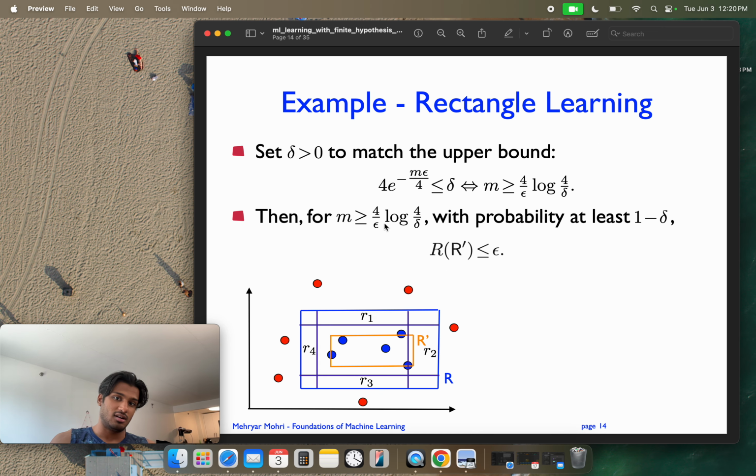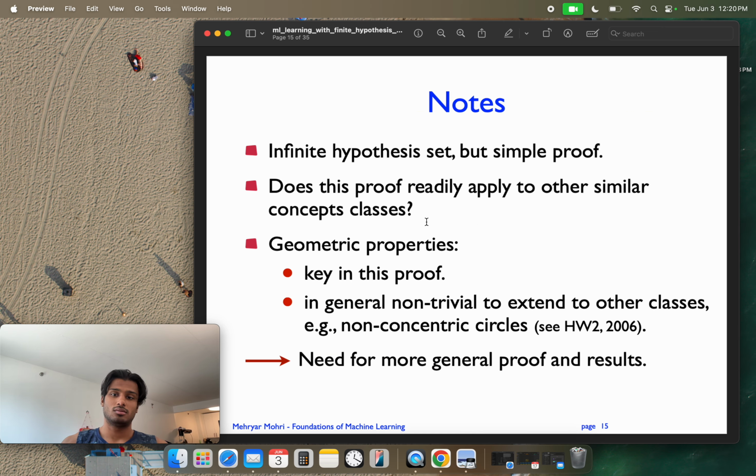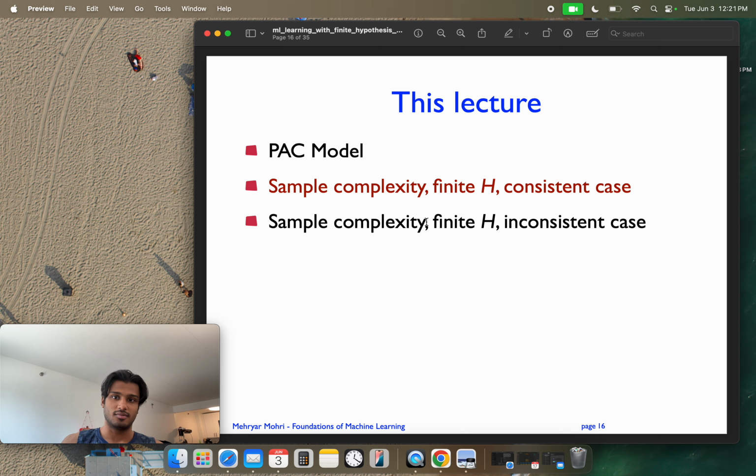So it is PAC-learnable because it's polynomial in 1 over epsilon, and it's even better than polynomial in 1 over delta. So it's an infinite hypothesis set, but it's a simple proof. The only reason it's so simple is that we used geometric properties. So does this proof readily apply to other similar concept classes? Not really. For example, for non-concentric circles, it just does not apply because you cannot really capture the areas.